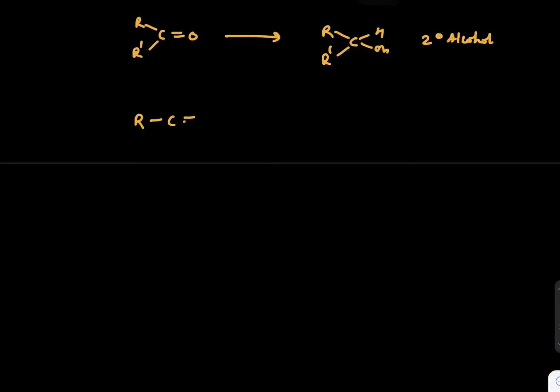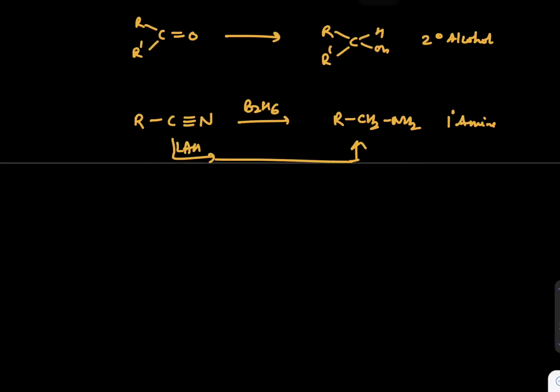One more reaction is RC≡N. Whenever you get RC≡N with B2H6, remember this is not going to give you CH2OH, rather it will give you CH2NH2, which is 1 degree amine. And the same thing we have already done in LiAlH4 also. If you remember, LAH also gives the similar thing, CH2NH2.